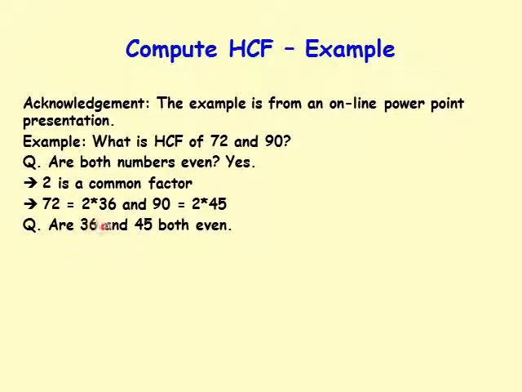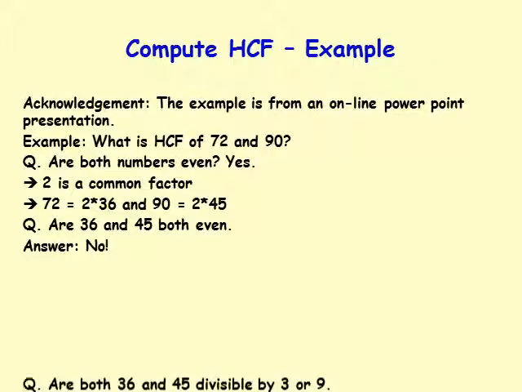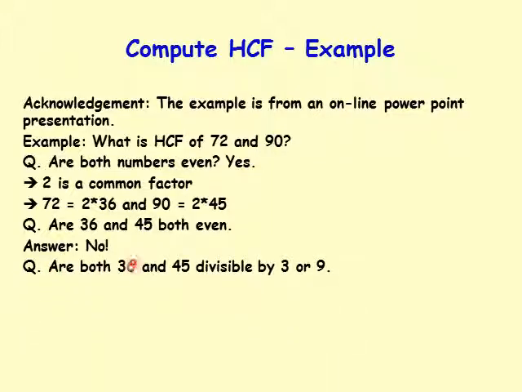Are 36 and 45 both even? No, they're not both even, so 36 and 45 do not have another common factor of 2. Next question: are both 36 and 45 divisible by 3 or by 9? They are, because 3 plus 6 is 9, and 4 plus 5 is 9. The digit sum is 9, which means both of these numbers are divisible by 9 and also by 3.